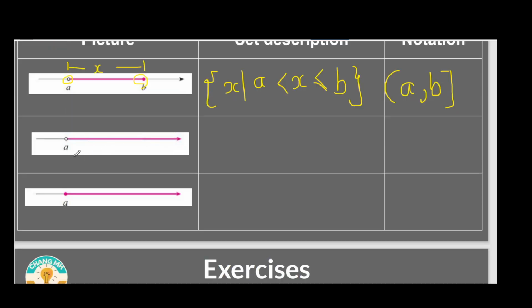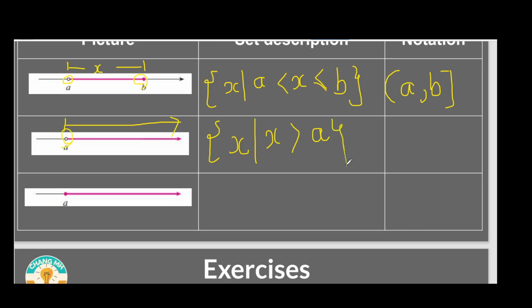And the next one is here. The value of x lies in the numbers greater than A, starting from A but not including A, and all the numbers greater than A. So how can we write this? x such that x is greater than A. But is A included or not? No, because they did not shade it.